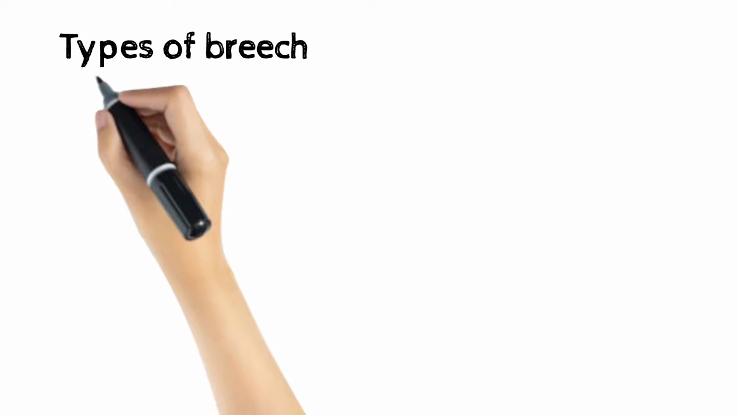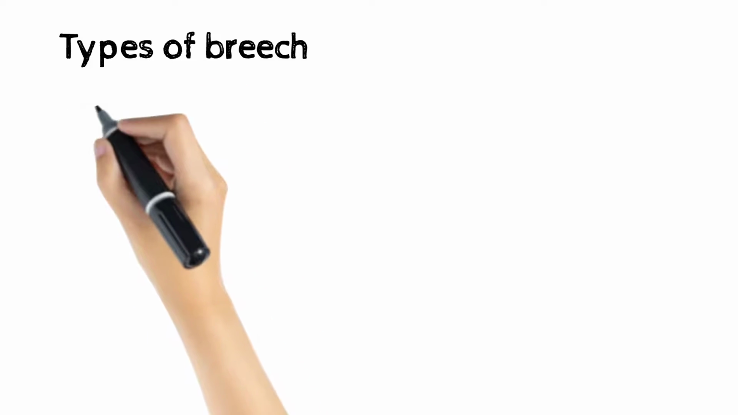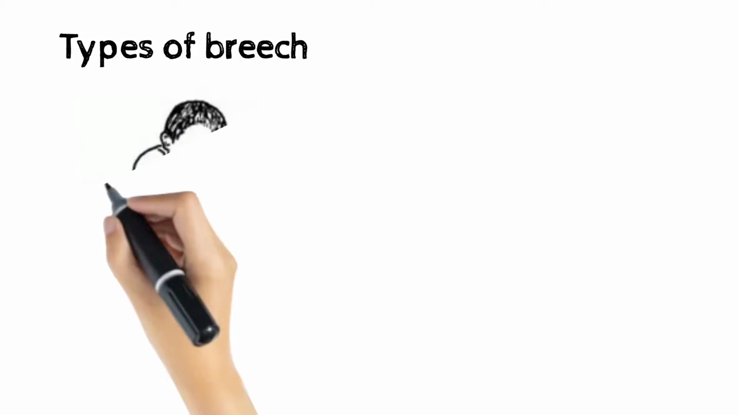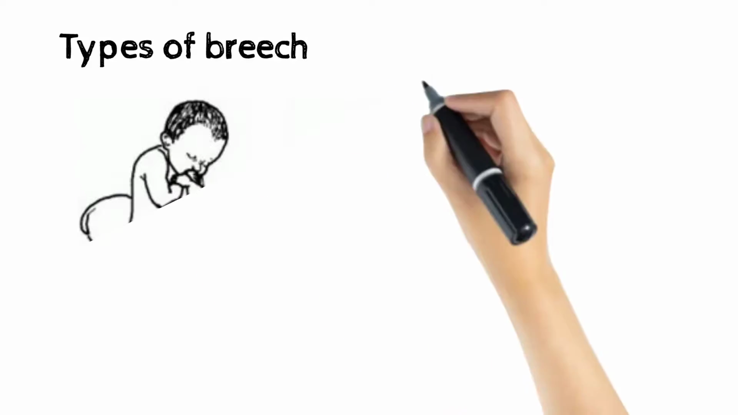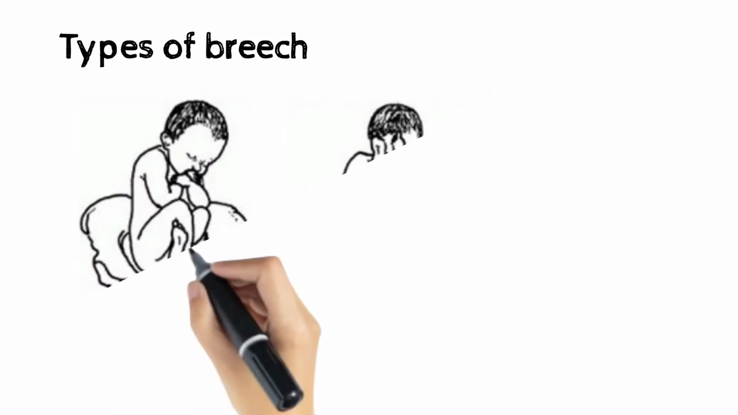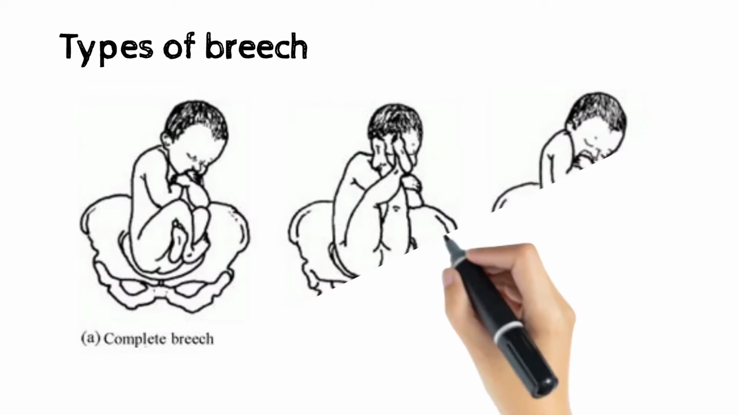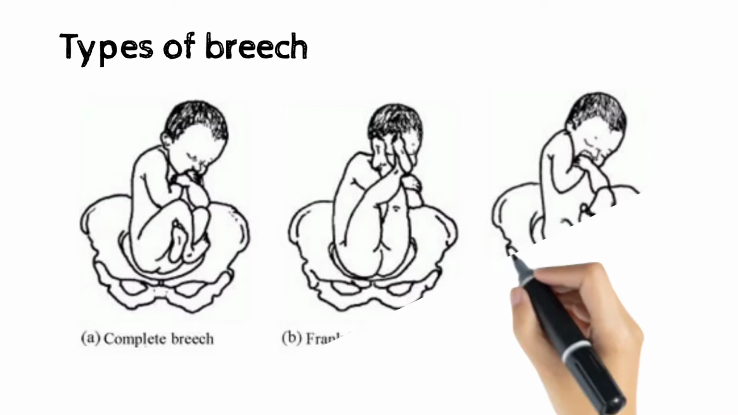In the flexed or complete breech, there is hip flexion and knee flexion, and per vaginally you will see the heel, buttocks, and the genitalia in case of a male. It is most commonly seen in the multigravida. Second is the frank breech, and per vaginally you can see the buttocks and the genitalia in case of a male. It has the least chances of cord prolapse and is most common in primigravida.